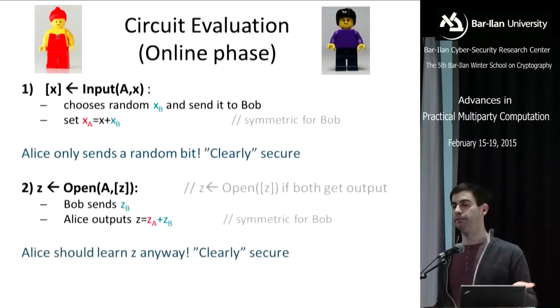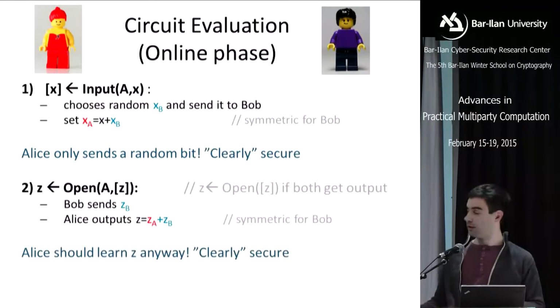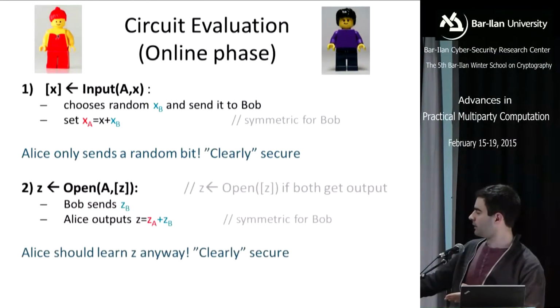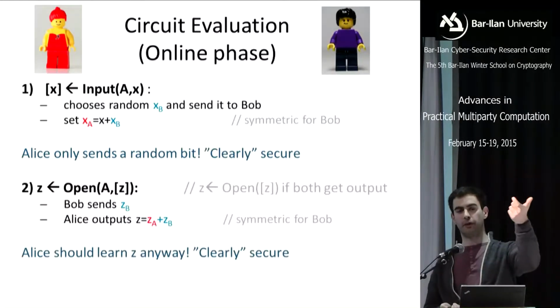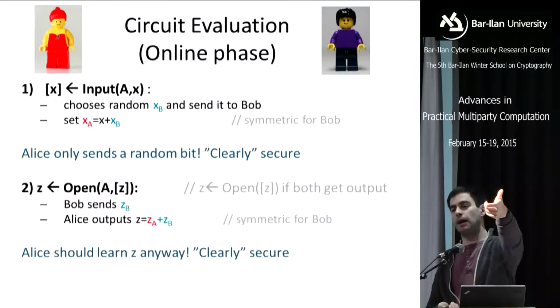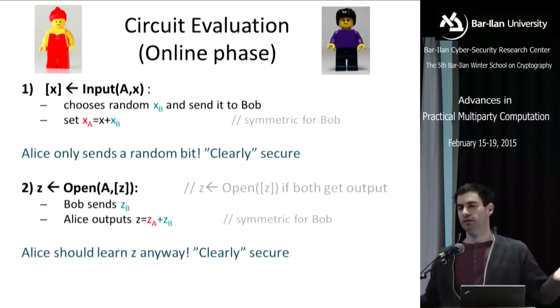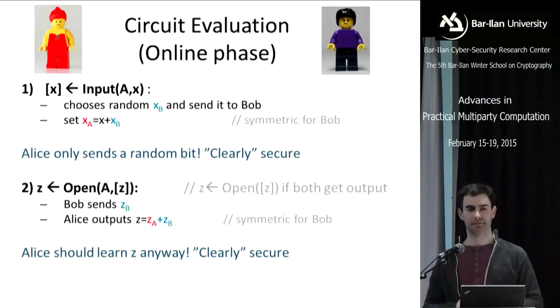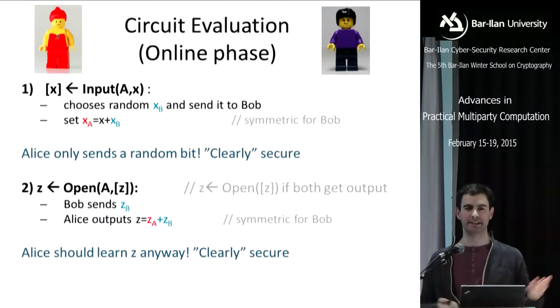How do we open a value? How do we evaluate an output gate? Again, it's easy. So I'm going to use this notation: you open z in a box and give the result to A. So Bob has a share for z. Bob simply sends his share to Alice, and Alice reconstructs the output, right? Is this secure? Of course. Alice was supposed to learn z anyway, so of course this is secure. Or, if you want to be more formal, you can simulate this.